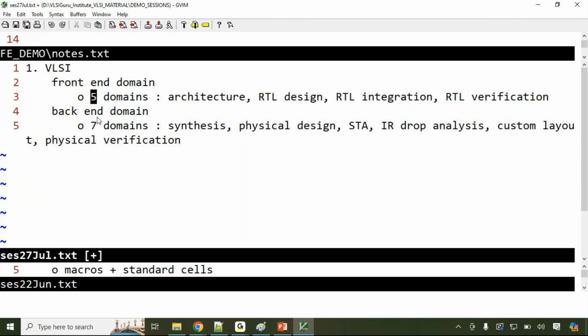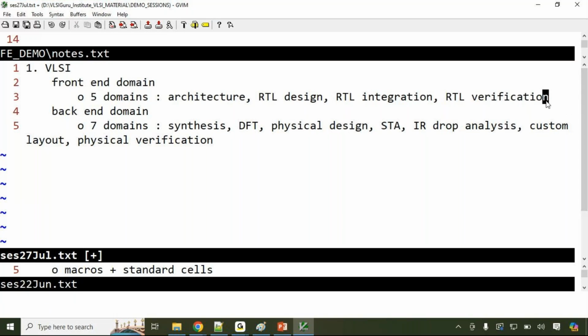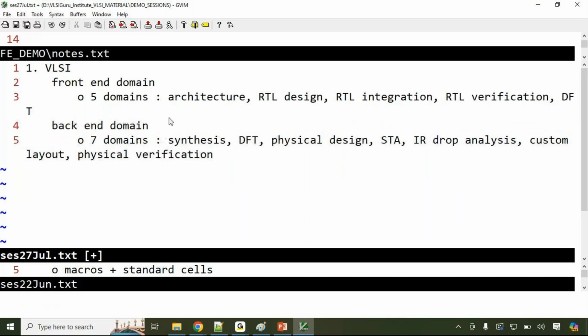Even though I'm writing 5 and 7 here, it could be more. Let's say if I take DFT, we do it at the RTL level, so here also we do DFT, and here also we can do DFT. Like that, each domain, front-end and back-end, has multiple subdomains. One person doesn't work on all the things. For example, in my case, I have only worked on RTL verification throughout my career. From 2005 till 2019 when I was in a job, I only worked on RTL verification, nothing else. Someone who got into physical design will only work in physical design.